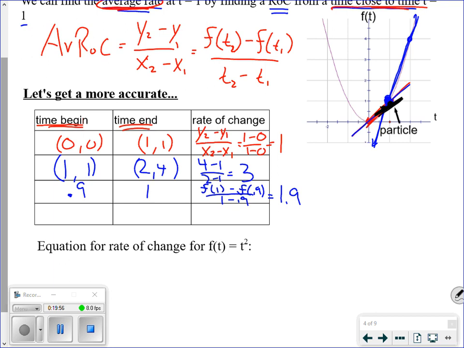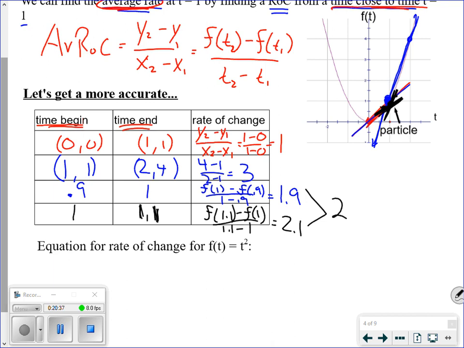What if I do the other way? What if I start at 1 and end at 1.1? Well, I can do the same thing. I can do f of 1.1 minus f of 1 over 1.1 minus 1, which if you do that in your calculator, 1.1 squared minus 1 squared over 1.1 minus 1, I got 2.1. So if I go on the other side, you can see I'm getting closer and closer in my slope to the exact slope at that point. And I'm sure you're already guessing what that slope is going to be. As I get closer and closer with my intervals, it is going to converge to that value too.